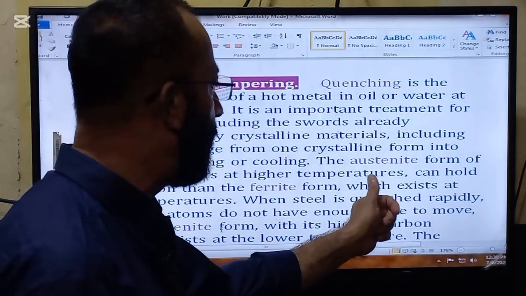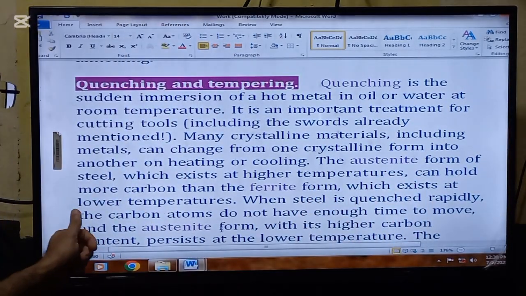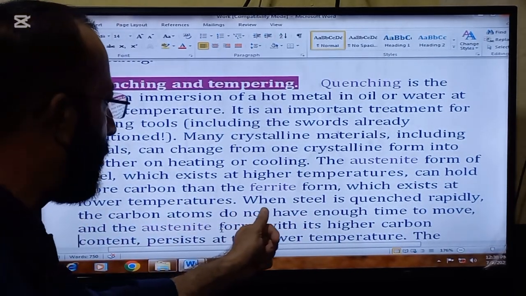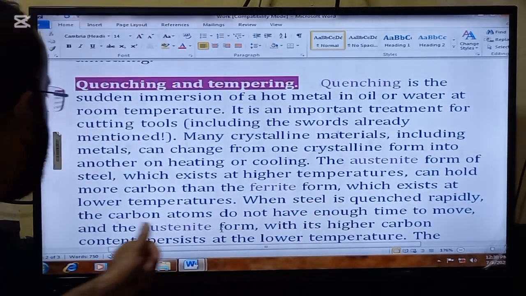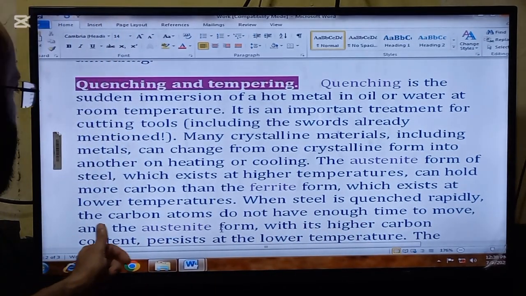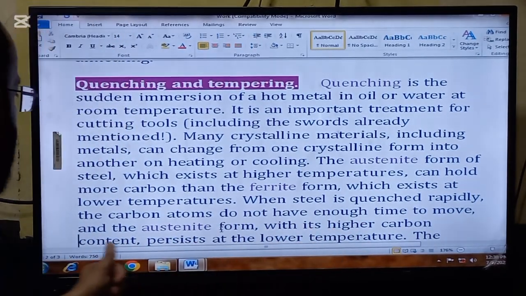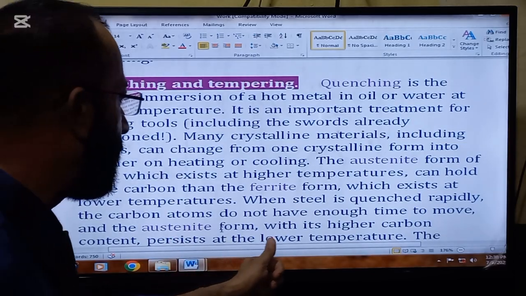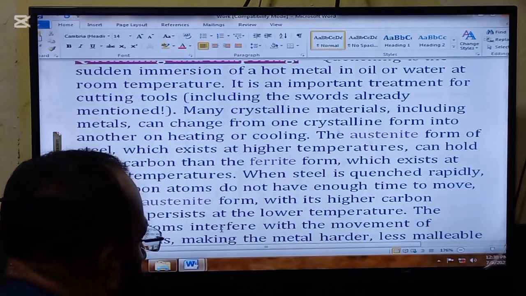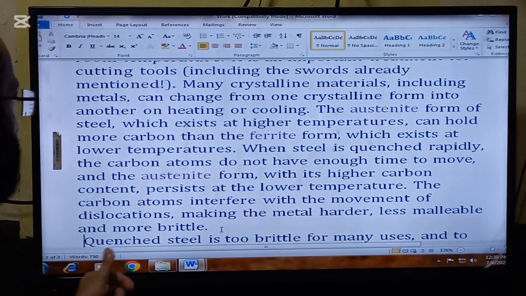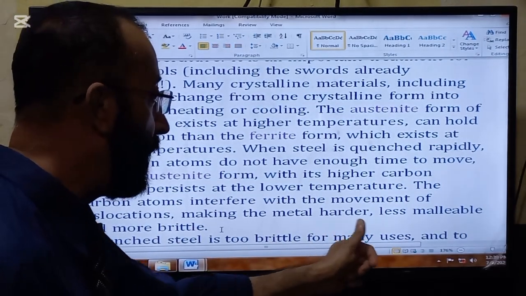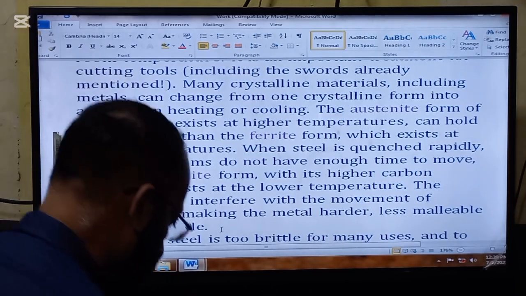The austenite form of steel, which exists at high temperatures, can hold more carbon than the ferrite form, which exists at low temperatures. When steel is quenched rapidly, the carbon atoms do not have enough time to move, and the austenite form with its higher carbon content persists at the lower temperatures. The carbon atoms interfere with the movement of the dislocations, making the metal harder, less malleable, and more brittle.